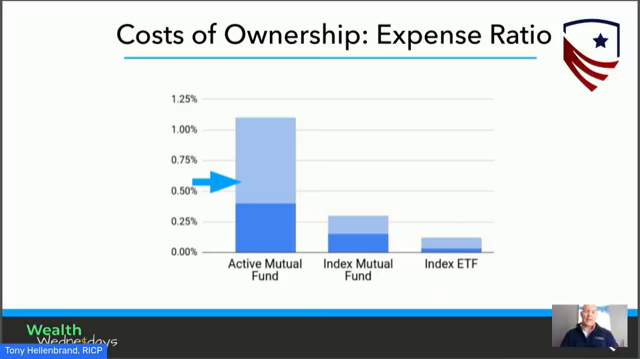And then there could be an index mutual fund that's very similar in how it operates, something like maybe a Vanguard or something like that. And that fund is actually going to do much closer to what the benchmark's going to do. And they're going to charge a lot lower fees. So some of those index mutual funds might be in the 0.1 to 0.2% range. And that's that second column there.